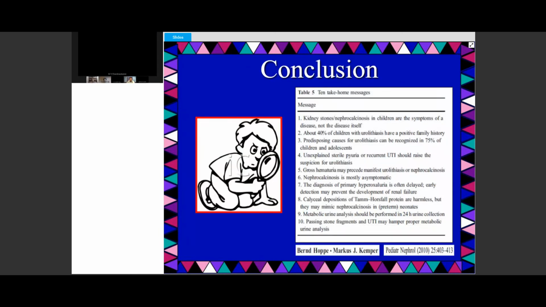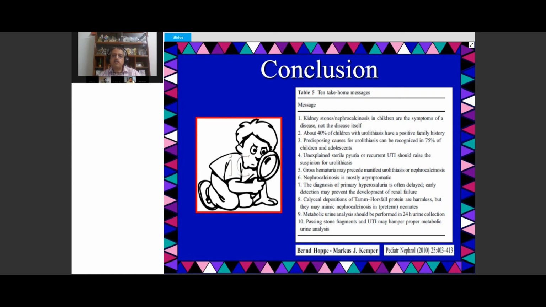So in conclusion, kidney stones and nephrocalcinosis are the symptoms of a disease, not the disease itself. Many of them will have a positive family history. Many of them will have an underlying metabolic abnormality, and that's why it is very important to look for them. Unexplained sterile pyuria, as was seen in our case, can be a sign of urolithiasis. Nephrocalcinosis, as in the doctor's child, can even be asymptomatic. So he was not having any problem from the kidney point of view.